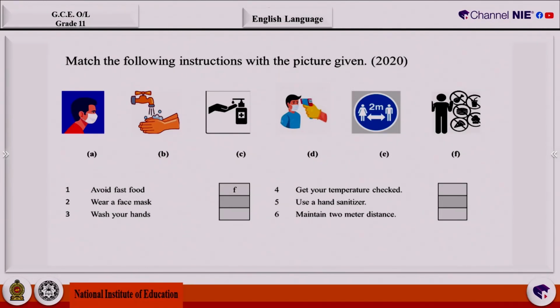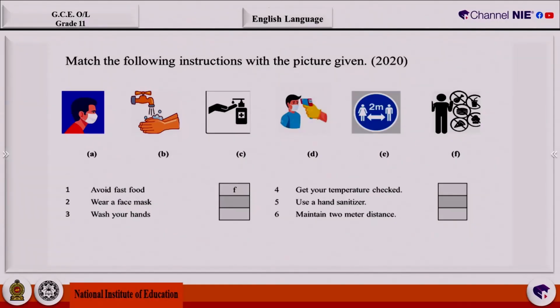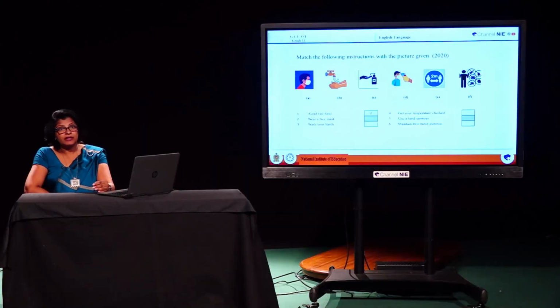So after filling all these cages, we can go back to number 4, which will be somewhat difficult for you. That is, get your temperature checked. So then the remaining picture must be picture number D. So very easily you can fill that later. This is the way, children, that you have to answer this question. You can fill the easier ones first and later you can think of the difficult instructions or difficult words.